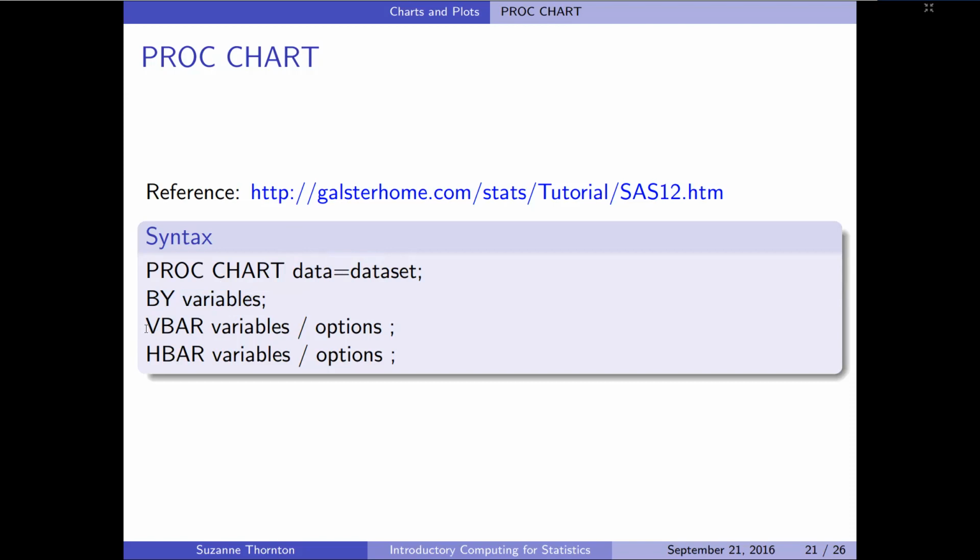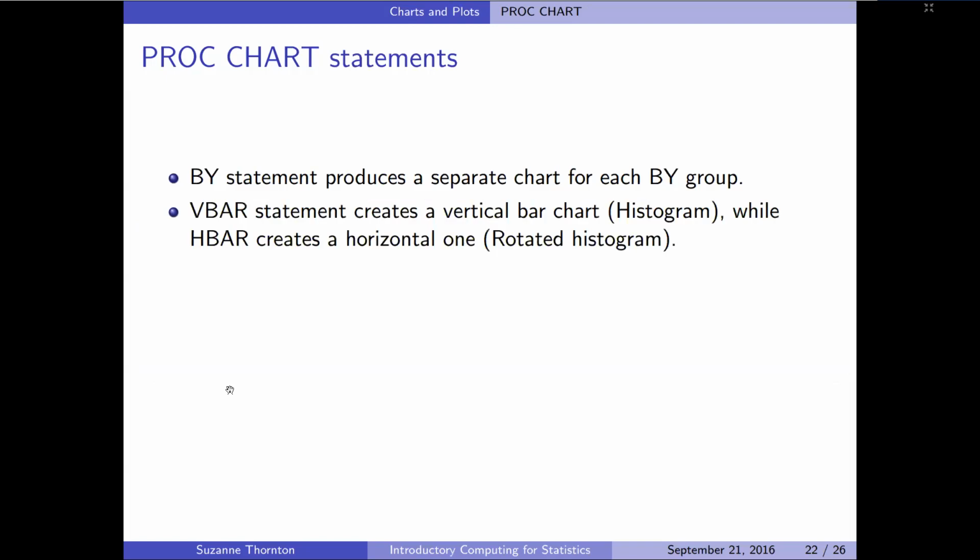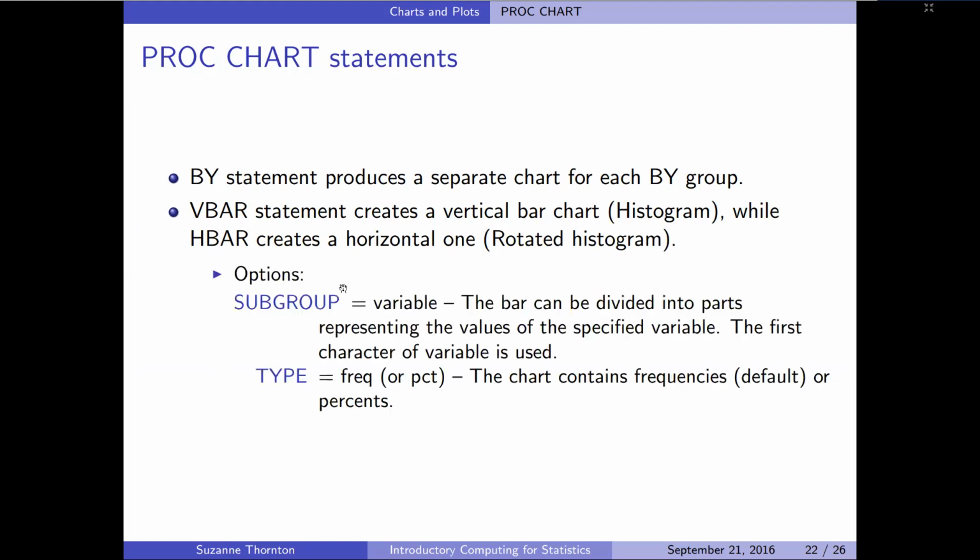The vbar statement will generally create a vertical plot, which is basically the histogram. The hbar will create a horizontal chart, which is also the rotated histogram. The by statement will produce a separate chart for each of the by groups. The vbar statement will create a vertical bar chart, while hbar creates a horizontal one.